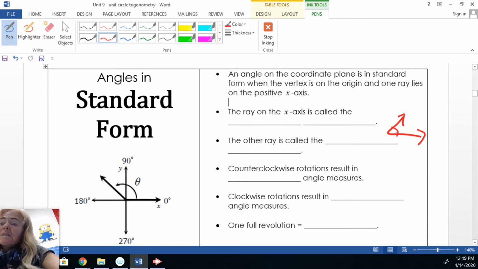And the angle in the coordinate plane, like that, we see that it's in standard form when the vertex happens to be on the origin. So when you have a coordinate plane like this, that means you're taking this angle and placing the vertex right there on the origin. And then one ray lies on the positive x-axis. So this right here is one ray. This is another ray on an angle.